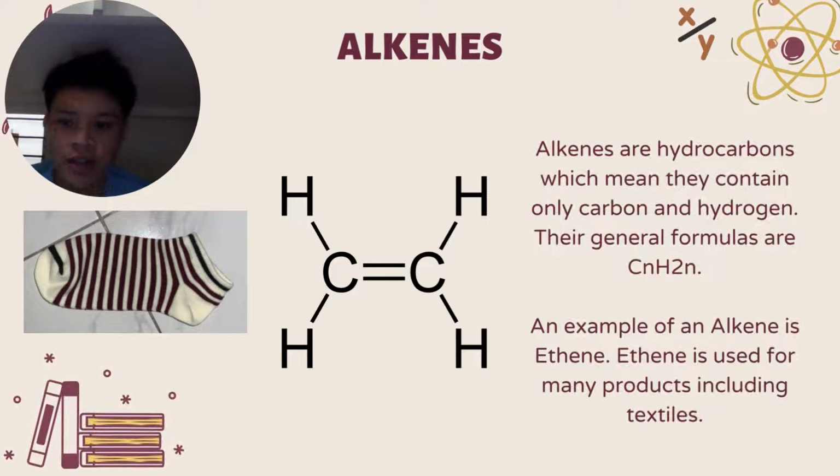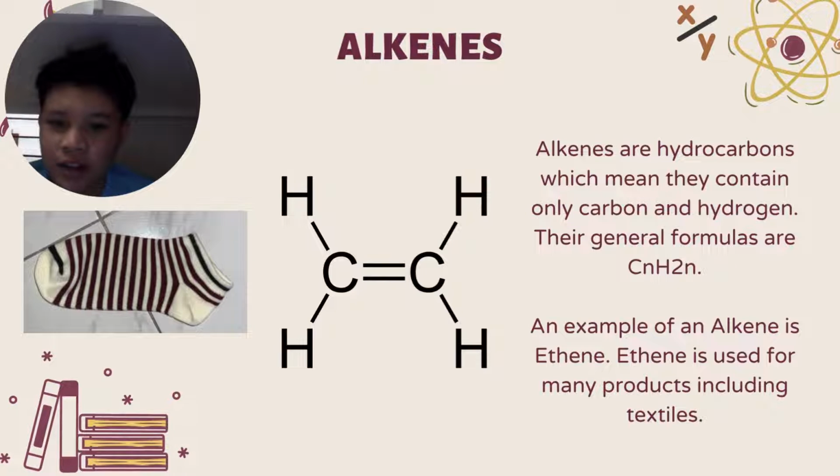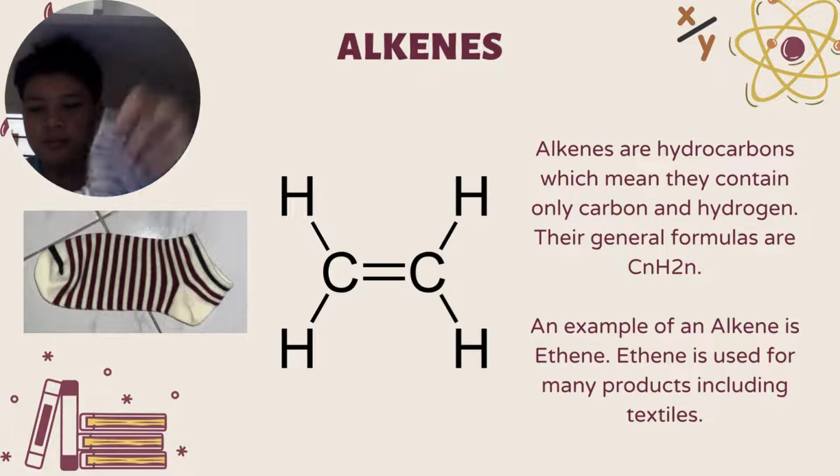Alkenes are hydrocarbons that contain only carbon and hydrogen. Their general formula is CnH2n, which means the number of hydrogen atoms equals 2 times the number of carbon atoms. An example of an alkene is ethene. Ethene is used for many products, including textiles.